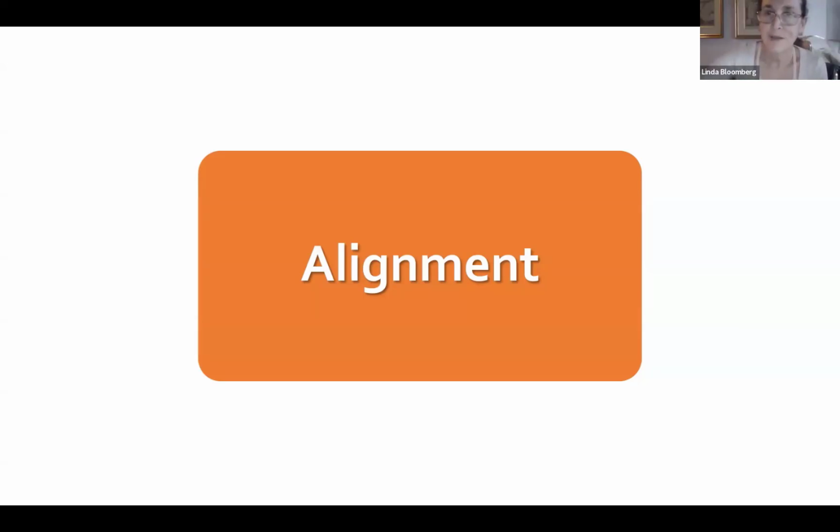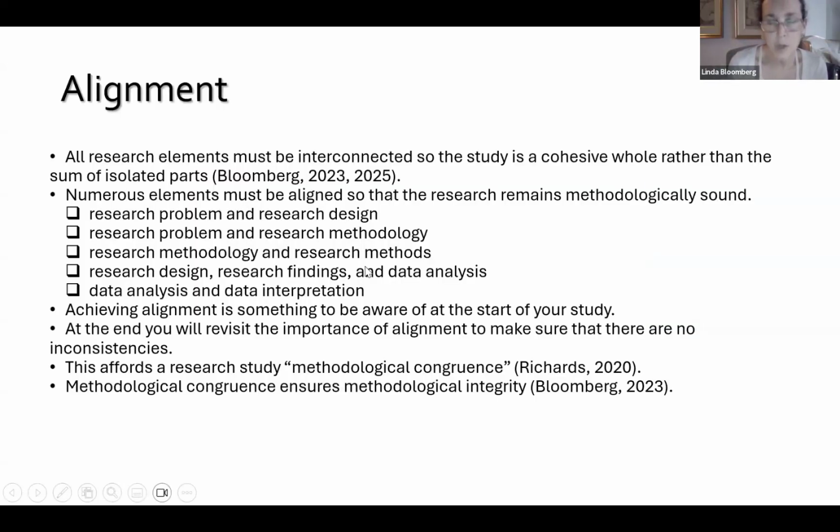Great. Thanks. So now we're going to move to alignment. And remember, we spoke about alignment for qualitative as well. This applies to both qualitative and quantitative, that all research elements must be interconnected so that the study is a cohesive whole rather than a sum of separate isolated parts. This goes for any study.